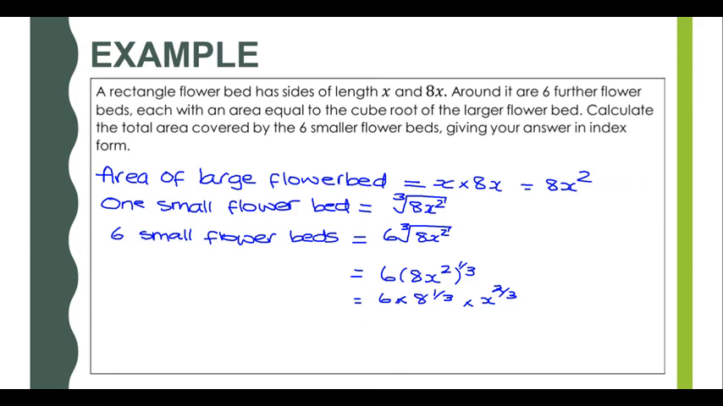8 to the power of a third is the cube root of 8, which is 2. So we end up with 6 times 2 times x to the power of 2/3, and then we can simplify that to give us 12x to the power of 2 over 3.